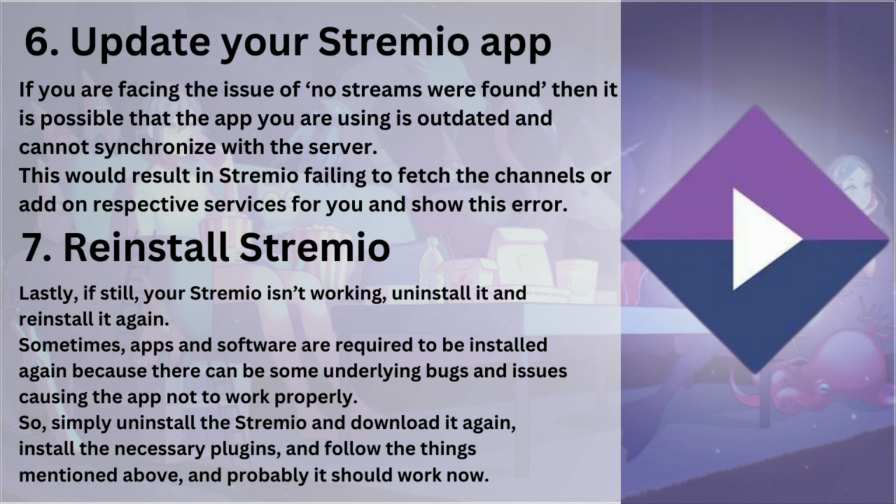Lastly, if your Stremio still isn't working, uninstall it and reinstall it again. Sometimes apps and software need to be installed again because there can be some underlying bugs and issues causing the app not to work properly. So simply uninstall Stremio and download it again. Install the necessary add-ons and follow the things mentioned above, and it should probably start working properly. So this is basically how you will be able to fix your Stremio add-ons if they are not working properly.